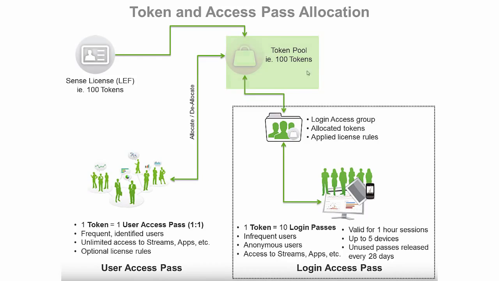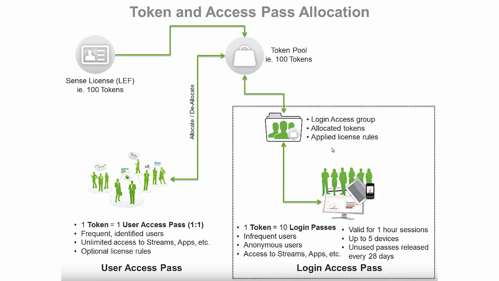Now the other access pass is the login access pass. What you do here is assign a block of tokens to a particular group that you identify. And inside that group, you then provide a license rule that identifies the group of users. There's a number of different identifiers and properties that could be set up within that license rule. As of the recording of this video, one token is equal to 10 login passes, and that is for the infrequent users, the anonymous users.